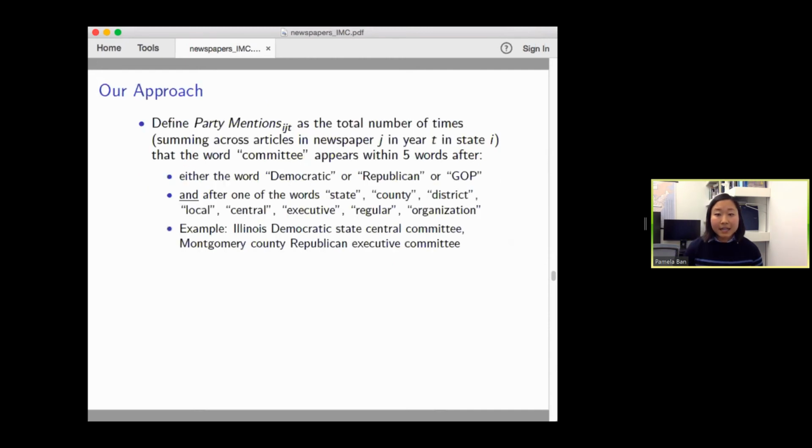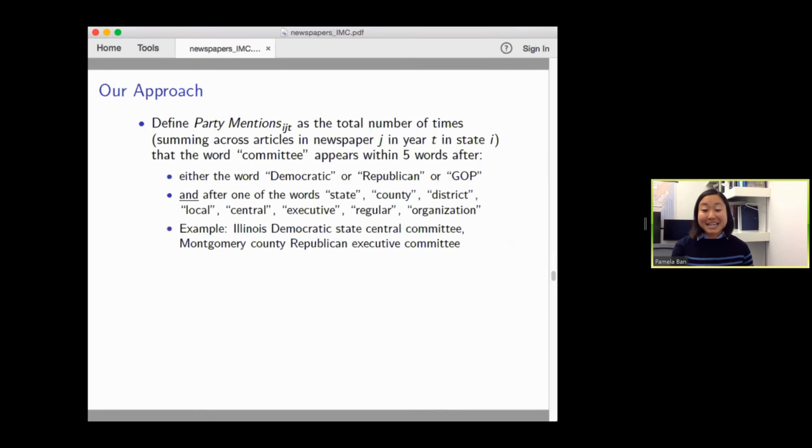And so we do this by defining a variable, party mentions, as the total number of times, summing across articles in a newspaper, in a year, in a state, that the word committee appears within 5 words after either the word Democrat, Republican, or GOP to capture the political party, and after one of the words state, county, district, local, central, executive, regular, or organization. And that second part is to capture the state and local nature. And so this rule would capture all the counts for instance, the Illinois Democratic State Central Committee, or the Montgomery County Republican Executive Committee, which were the names of these state and local party organizations.